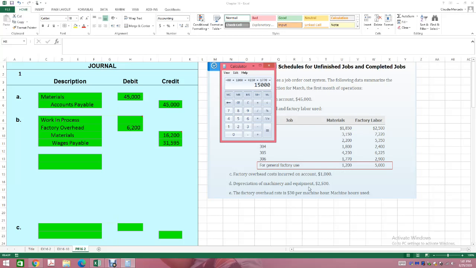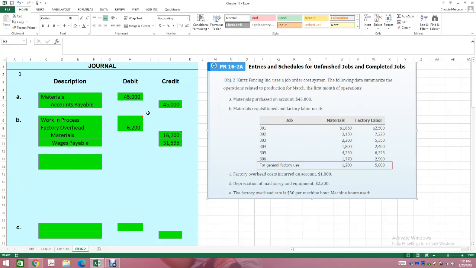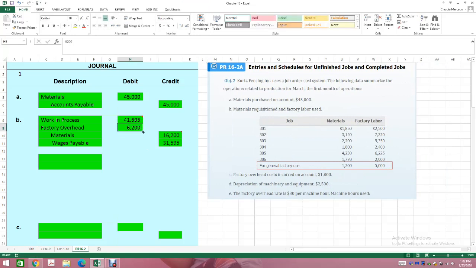That goes into overhead. And then I know that I've also spent this much in labor. So I'm going to add the 2500 of labor, 7220, 5350, 2400, 6225, and 2900. So I know that in materials and labor, I've put into these jobs 41,595. Okay, so the work in process represents the materials and labor that you've put into it, excluding indirect labor and materials. Okay, so this is how much you spend in direct labor and materials. The $6,200 represents your indirect labor and materials. And then here is your total materials and your total wages.